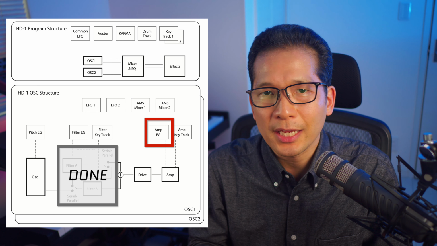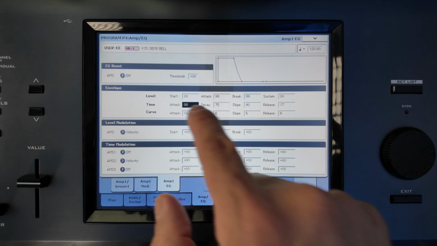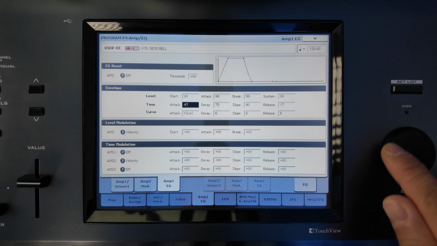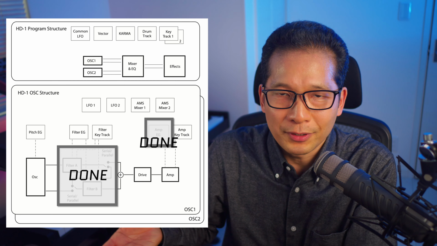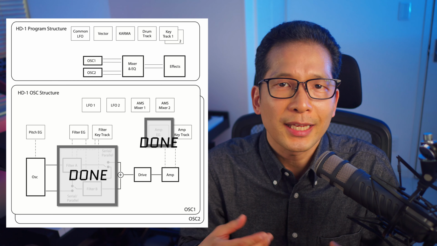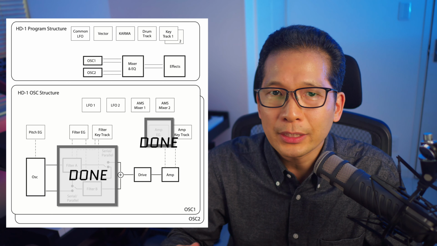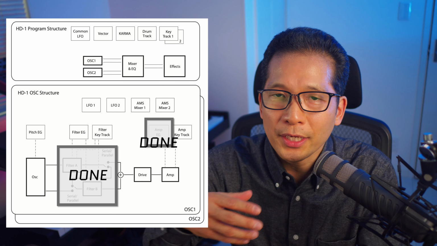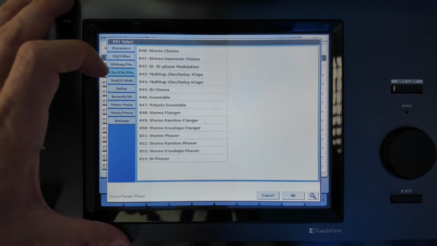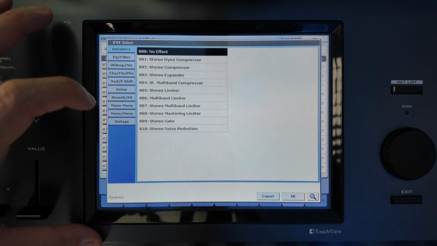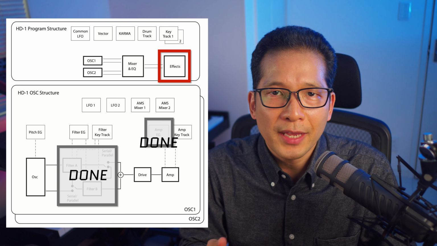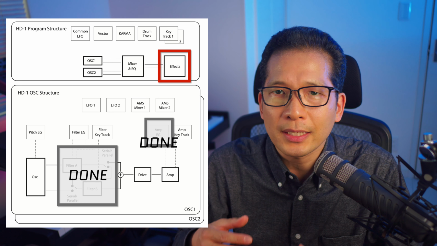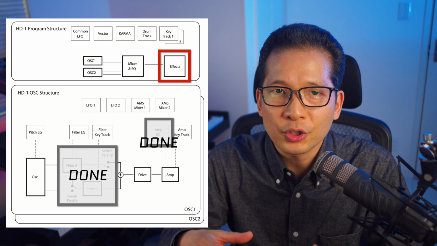I could even change the attack time so that the sound will take longer to fade in, like so. Okay, now that's not how a bell would sound in reality, but the HD1 engine lets you do that. You have the freedom to massage the sound to any way you like, and then I can add effects to this to make it sound more interesting, like so. So all these settings are part of the HD1 engine. It's the interface that allows me to mold my sound to my liking.